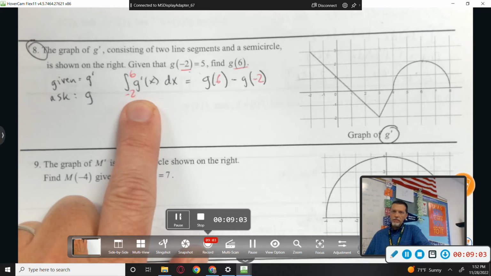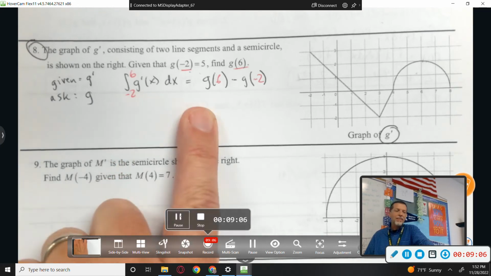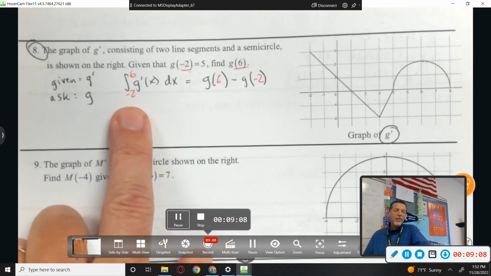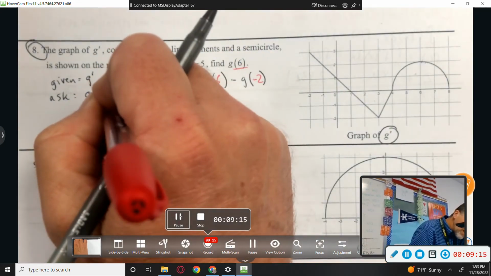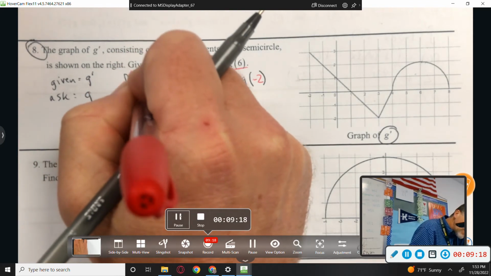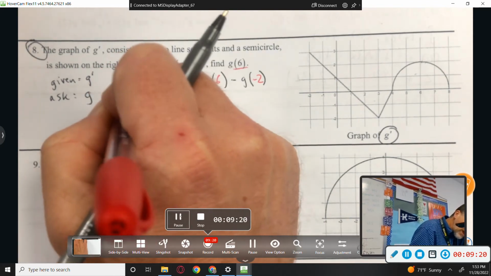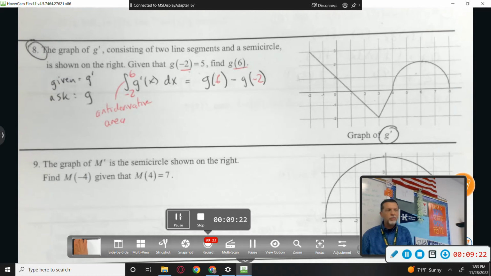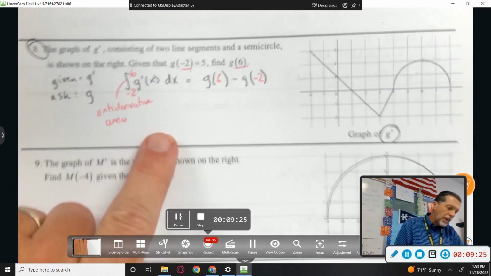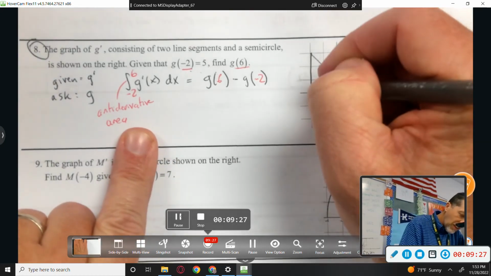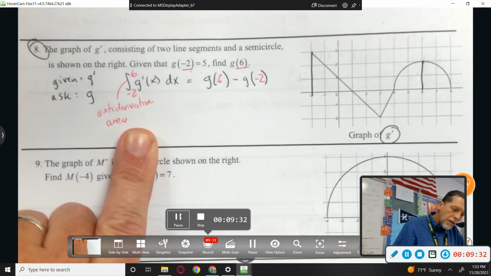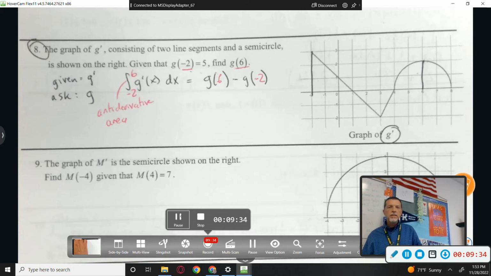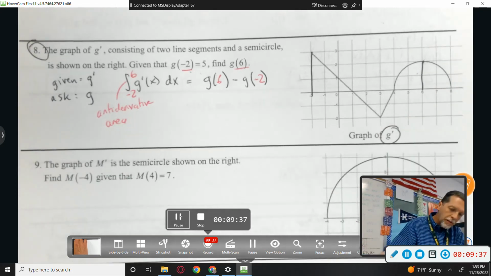Geometric equations. And so what am I looking at? What's the antiderivative the same thing as? The area. So again, you always have to hold both of those things in your brain. It's the antiderivative, but it's also the area. And on this problem, the only way to do it is with the area. So I want the area from negative 2 to 6. So we're going to have to break this up into pieces here.